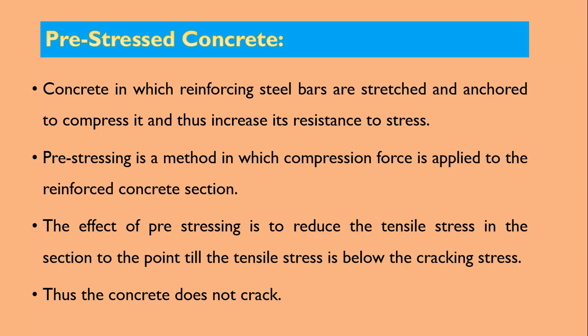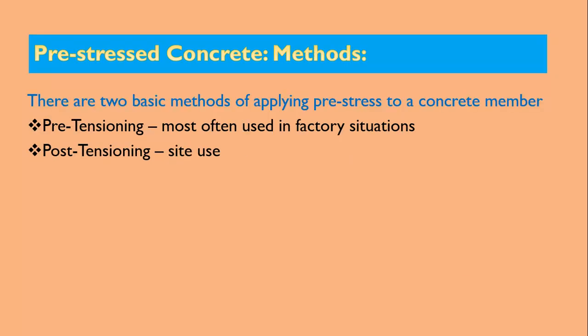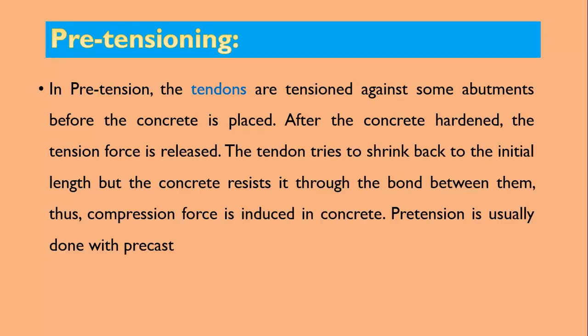So prestressing means the concrete in which reinforcing steel bars are staged and anchored to compress it and thus increase its resistance to stress. To increase the compressive stresses, prestressing is done in the concrete. Prestressed concrete methods: mainly there are two methods. Pre-tensioning, most often used in factory situations. Post-tensioning, it is used at the site.